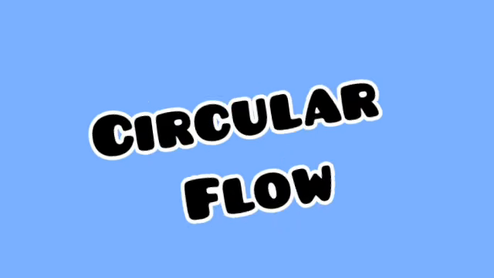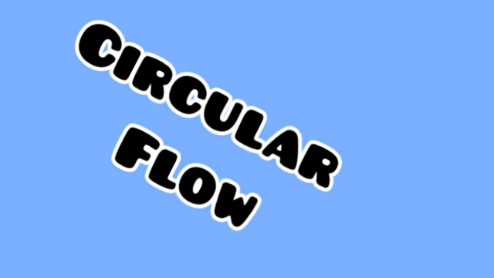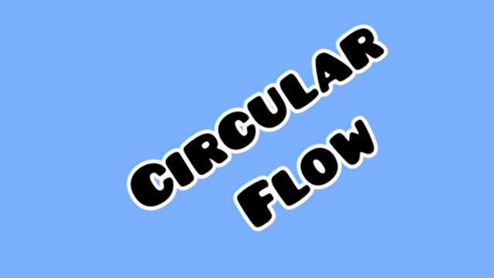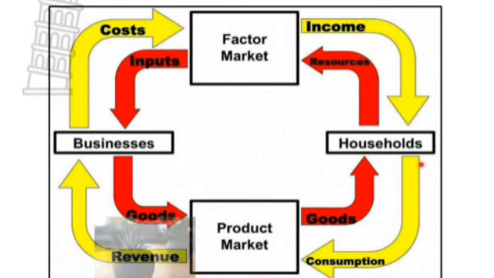So the circular flow is our topic, and that's what we are going to start with. We are going to start with a closed circular flow and look at what it looks like. You see there that we have 4 participants: households, businesses, factor markets, and product markets. So really it's 2 participants and 2 markets.